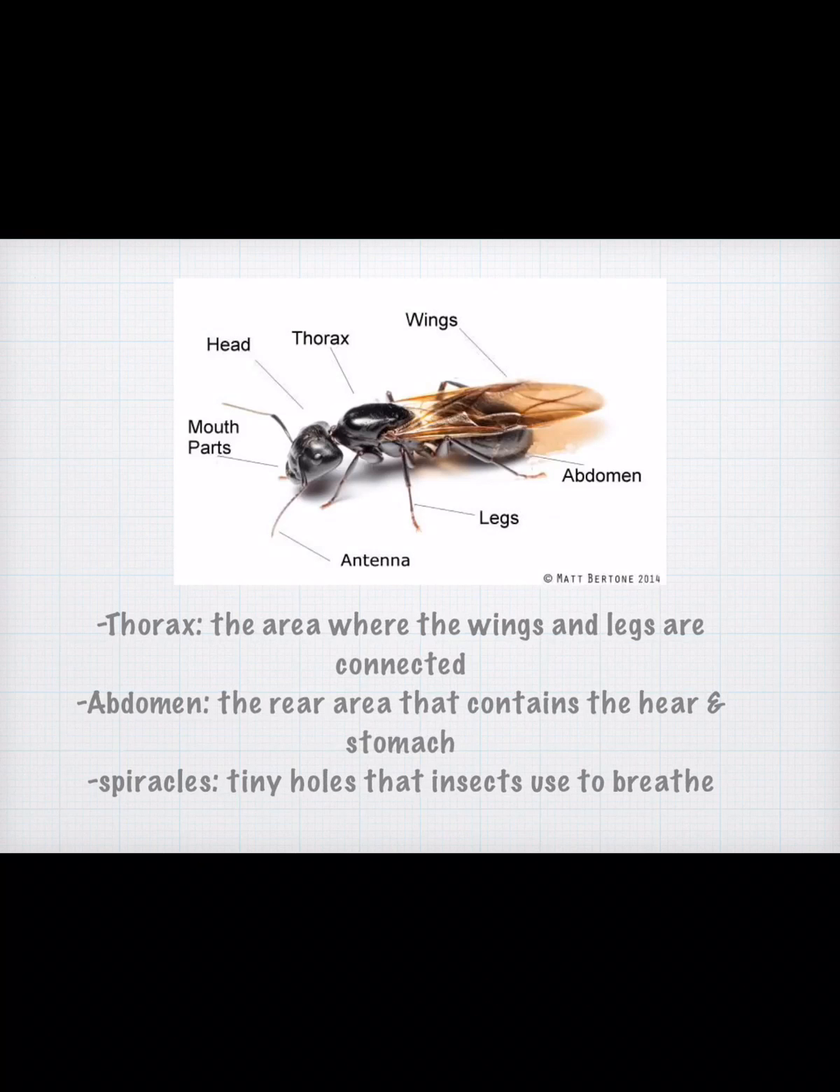Then finally, at the back, we have the abdomen, and that is the rear area that contains the heart and the stomach. Uh-oh, I misspelled heart. The heart and the stomach. Insects have all of their major organs they breathe through in the back. Their heart that pumps their blood, their stomach that digests the food, all of that is in the abdomen, including spiracles, which are tiny little holes that the air travels through.